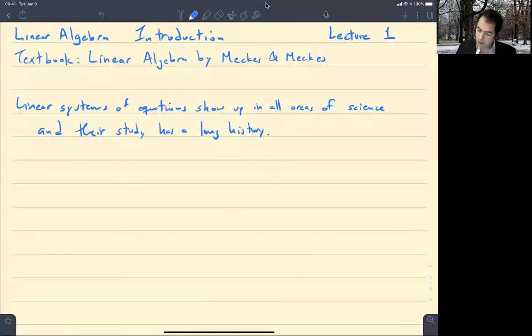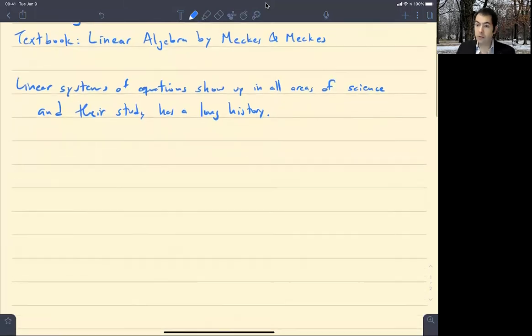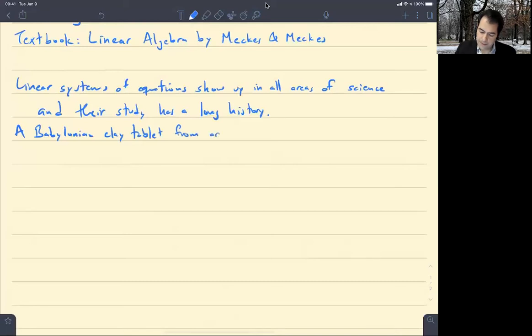Okay, so how far back does this go? Really as far back as we can find. So there's a Babylonian tablet, a clay tablet from around 300 BCE. So Babylonia, or generally Mesopotamia, as you know, has a long history of math.